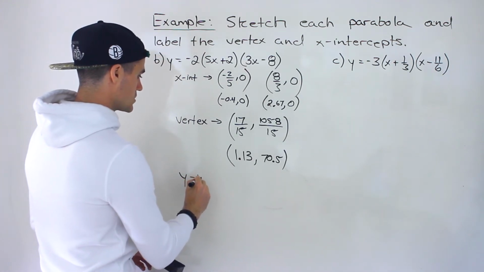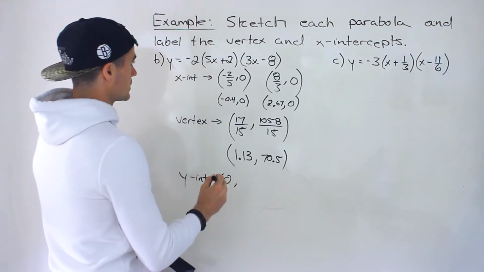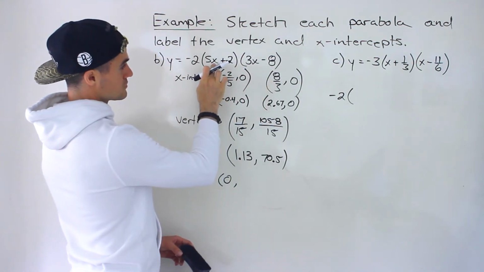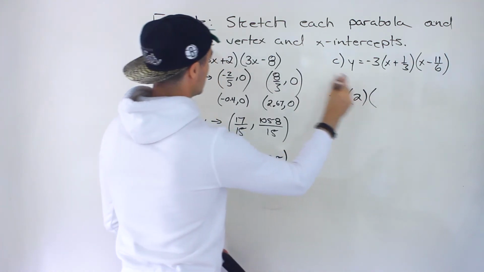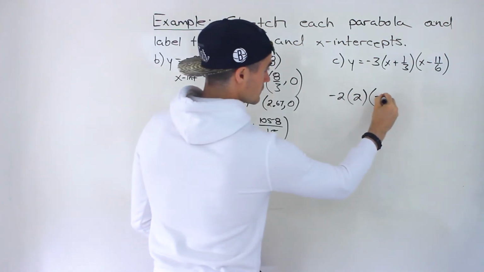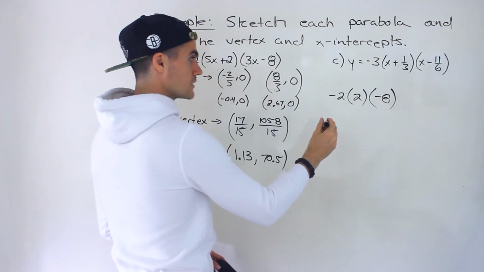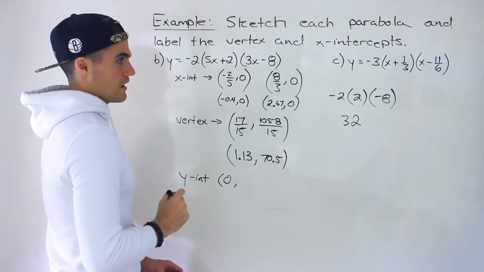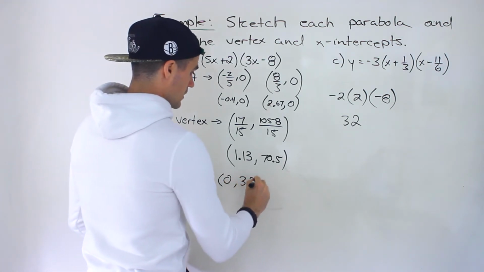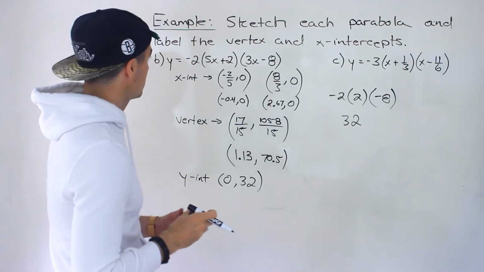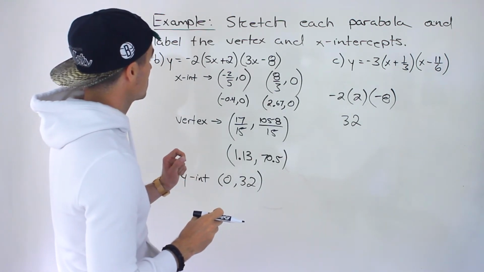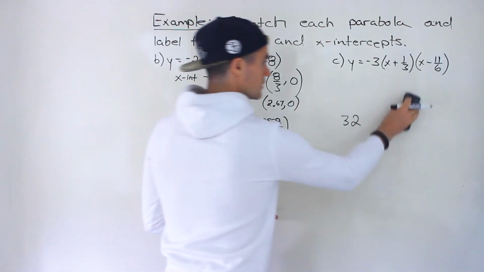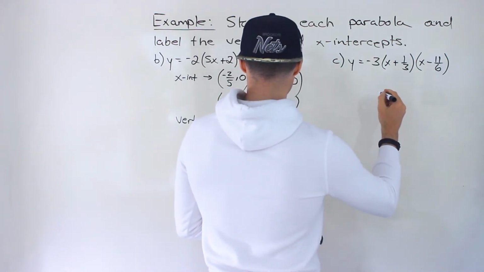So for the y-intercept, all we have to do is plug in 0 for everything. So we'd end up with negative 2 times, this goes to 0, 5 times 0, 0, plus 2 would give us 2. 3 times 0, 0, minus 8 would give us negative 8. So we'd end up with what? Positive 32. Like that. So the y-intercept ends up being 0 and positive 32. Let me just make sure. Yeah, looks all good to me. And now we have enough information, I feel like, to make the graph.